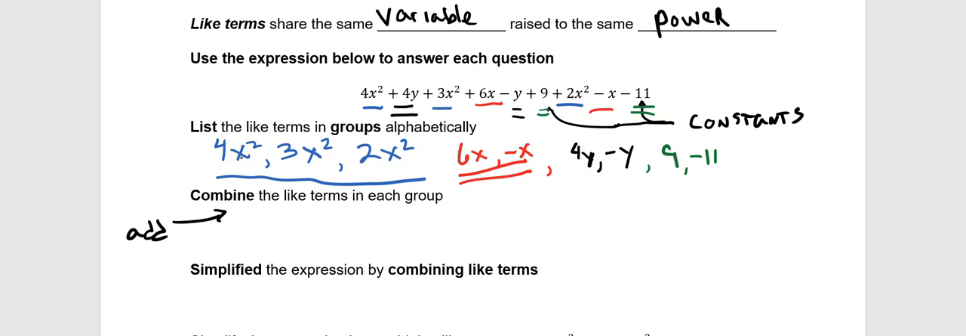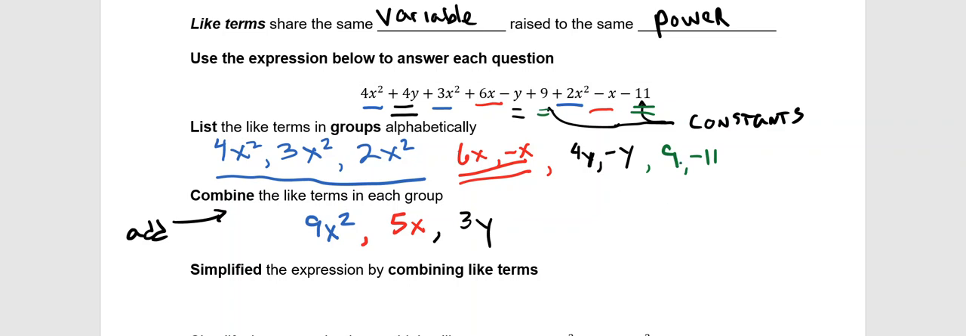So let's see, I have 4 of these things known as x squared, plus another 3. 4 plus 3 is 7, plus another 2. That would be 9x squared. In the next group, I have 6 of these x's, but I took 1 away. Think about 6 minus 1. I now have 5x. In the next group of terms with the y's, I have 4, and I took 1 away, right? Or I add negative 1. That means I have 3y.